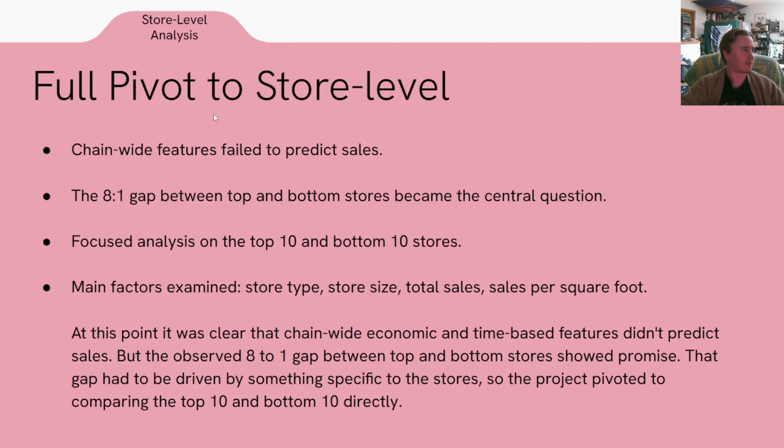So just talking a little bit more about the full pivot to store level, at this point, it was very clear to me that chain-wide economic and time-based features did not predict sales. But the 8-to-1 gap between the top and bottom stores from earlier in the analysis showed some promise. That gap had to be driven by something specific to the stores themselves. So the project pivoted from looking at the chain as a whole to comparing the top 10 and the bottom 10 stores directly. There we go.